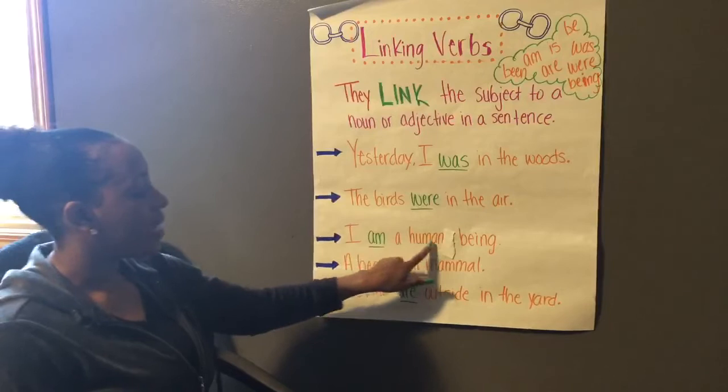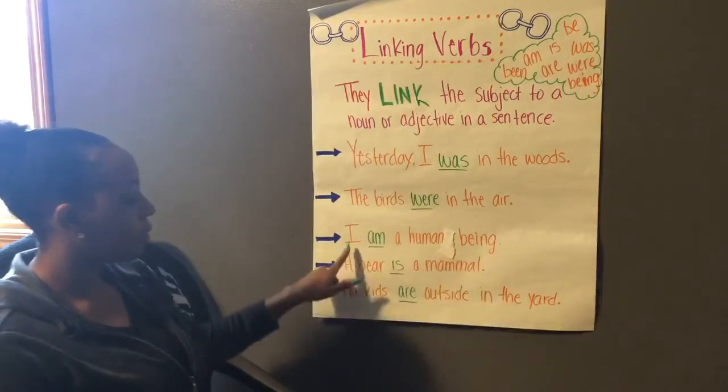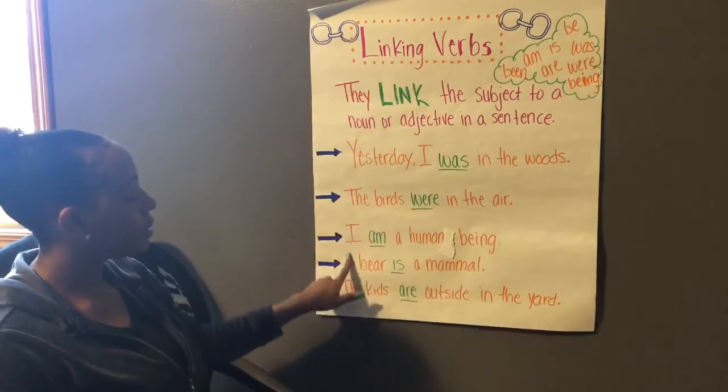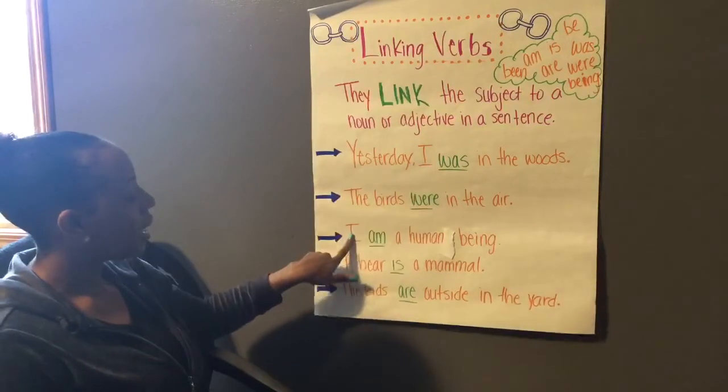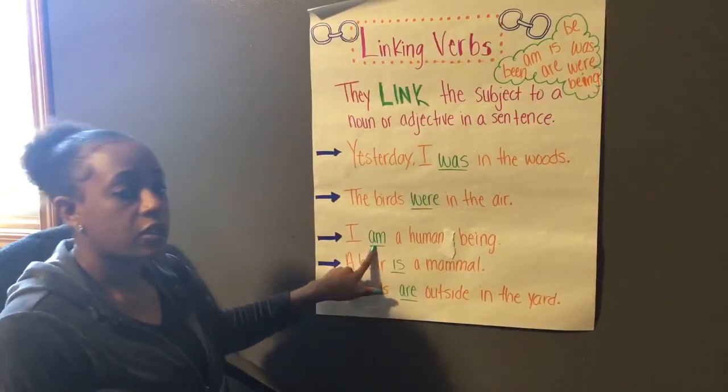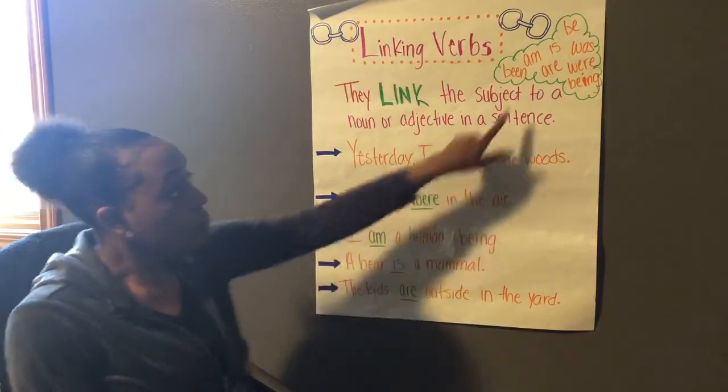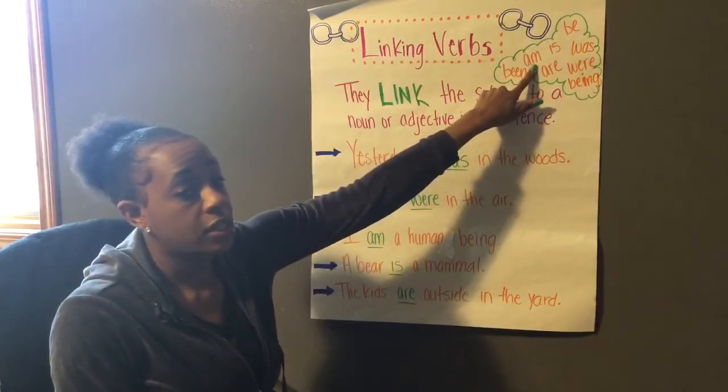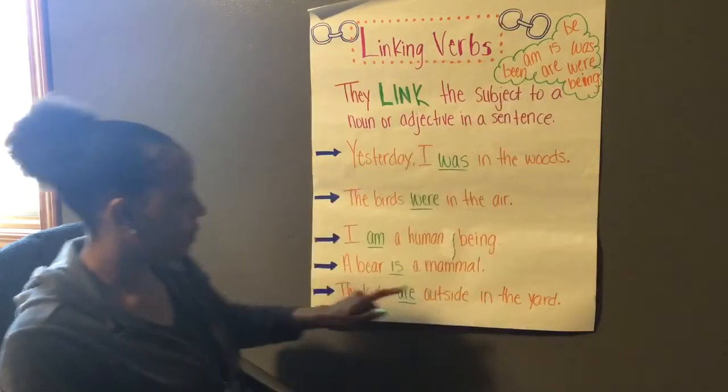I am a human being. So there's our subject at the very beginning of the sentence, I. And then soon after, there is our linking verb am, which was one of our linking verbs that we can tend to look for when we're reading sentences.